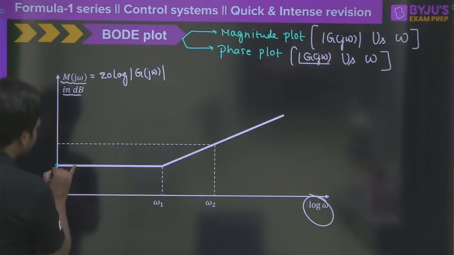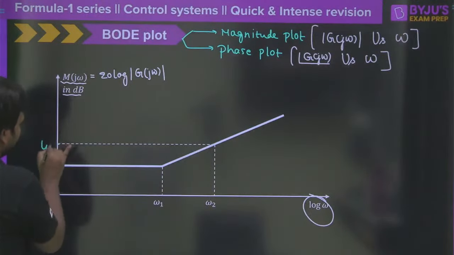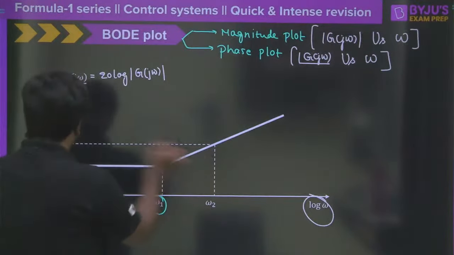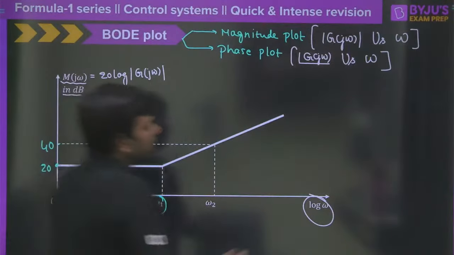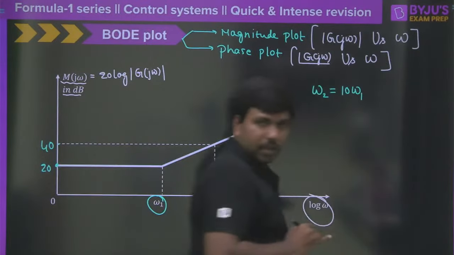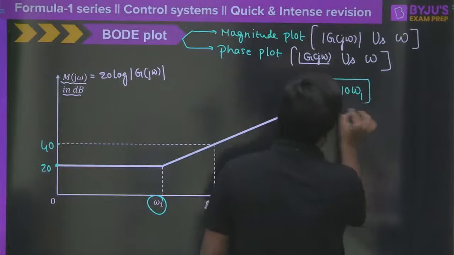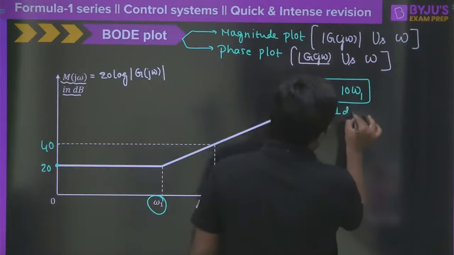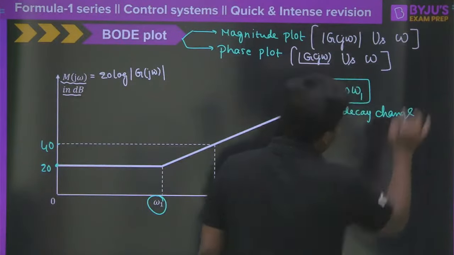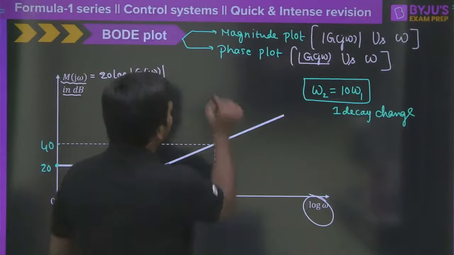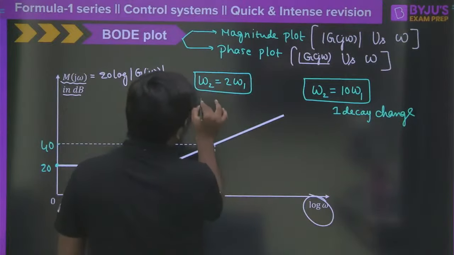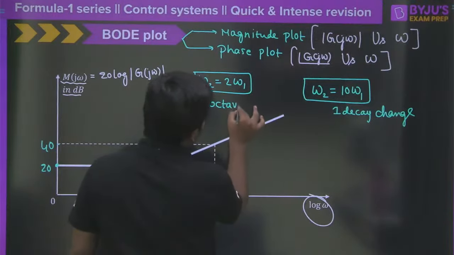It means that suppose I have 20 here and 40 here. So at omega 1 we have 20 dB and at omega 2 we have 40 dB. Suppose omega 2 is equal to 10 times omega 1. What does it mean? It is called a 1 decade change in frequency. Suppose omega 2 is equal to 2 times omega 1, we call this an octave change. Clear? 1 octave change in the frequency.